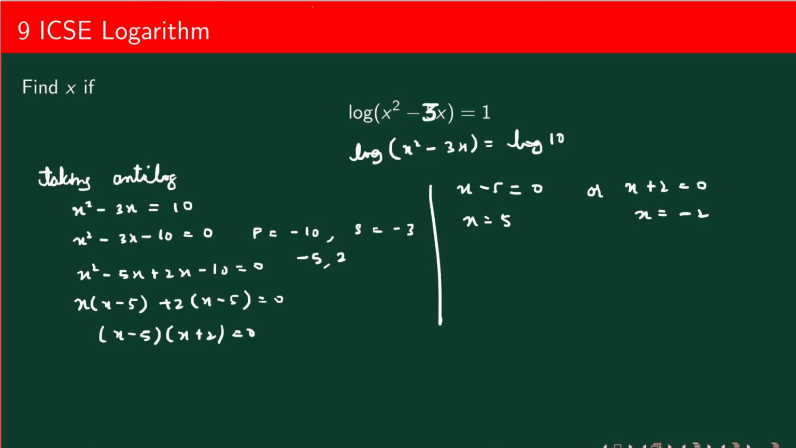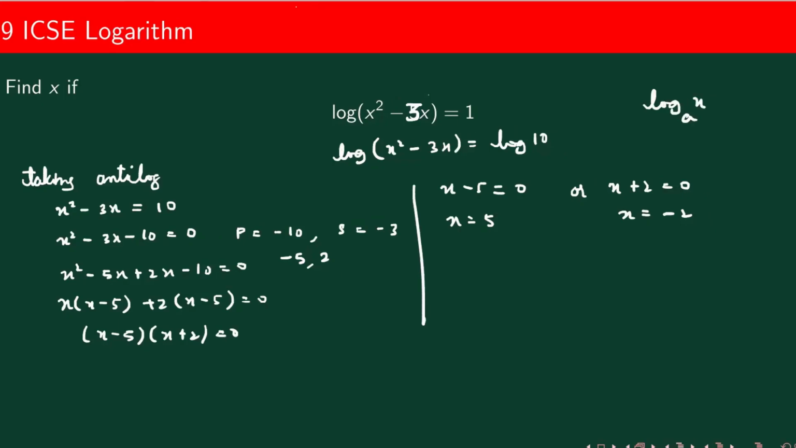Okay, so can x be 5? Yes, of course it can. Can x be minus 2? What do you say? In this particular case, you need to know that log of x to the base a is valid only when x is greater than 0.